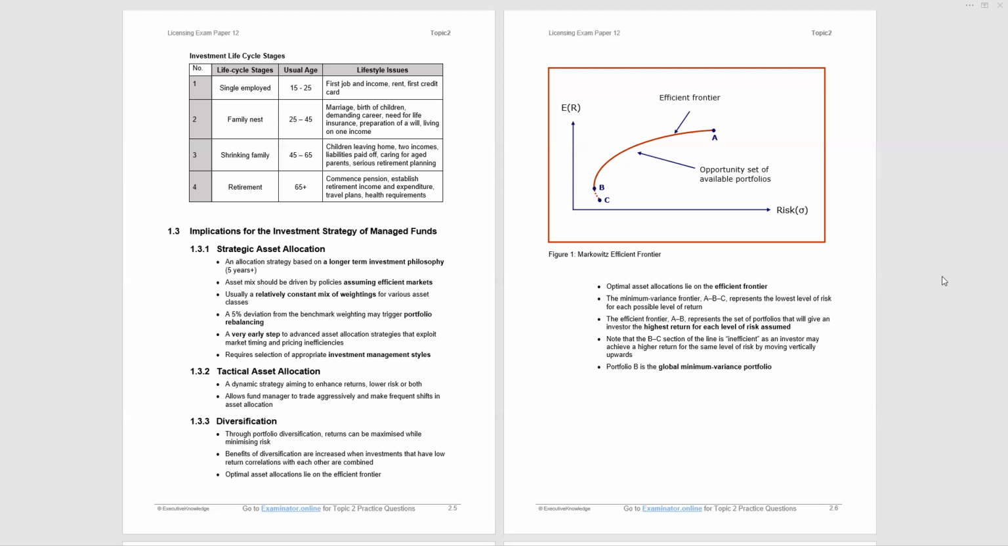But once we retire, at the age of 65 plus, then you're looking to benefit from your pension, which you'd be paying out. You're looking for retirement income. You'll have expenditure, travel plans, health requirements. Now, at each of these different stages, individuals will have different investment needs and requirements.